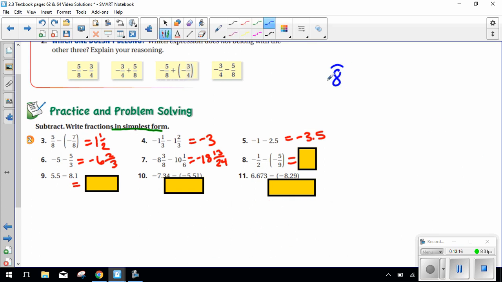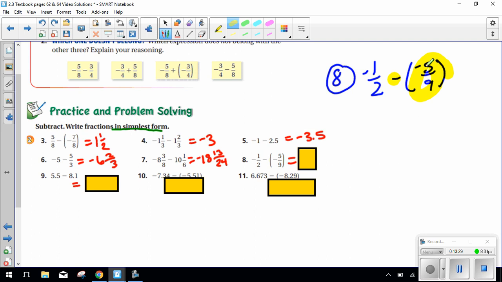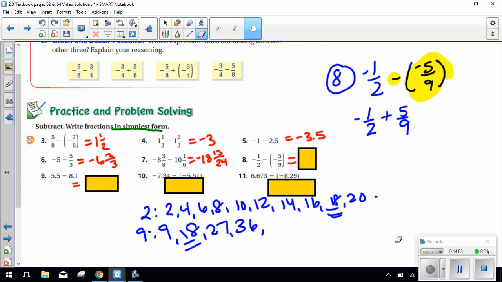Okay, number 8, we have negative 1/2 minus negative 5/9. So I see minus. Let's work on the minus first. Let's make this plus and let's make this opposite. So we get negative 1/2 plus 5 over 9. Okay, so if I come over here and count by 2s, I get 2, 4, 6, 8, 10, 12, 14, 16, 18, 20, and so on. And if I count by 9s, I get 9, 18, 27, 36, and so on. Common denominator is 18.